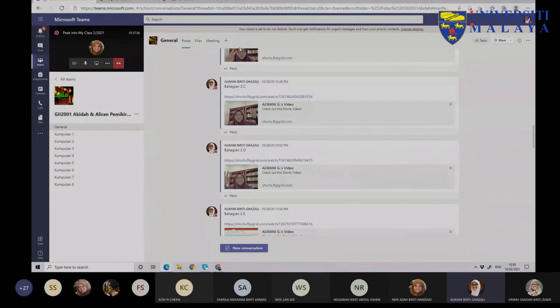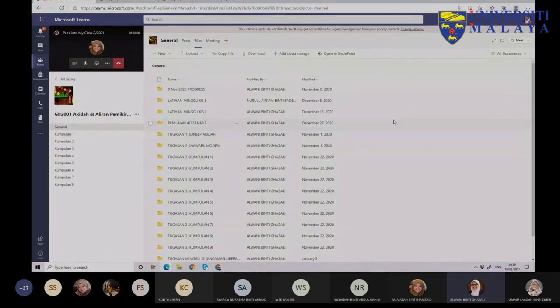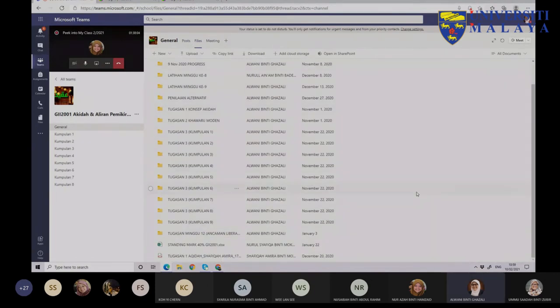How do I do that? I asked them to submit lots of things, assignments by week. Sometimes they have to do it in a group, sometimes individually. And sometimes I just ask them to submit their progress. Just want to see. Of course, not all of these got marks.